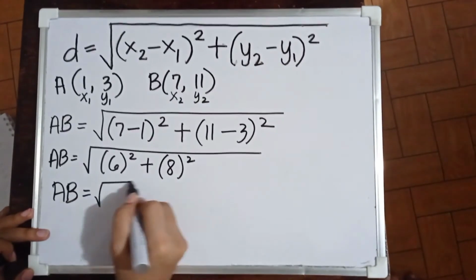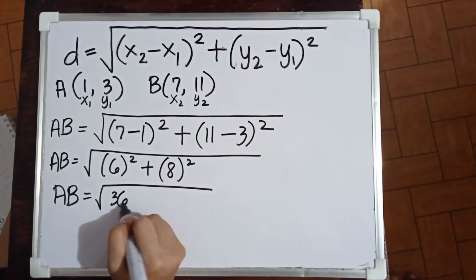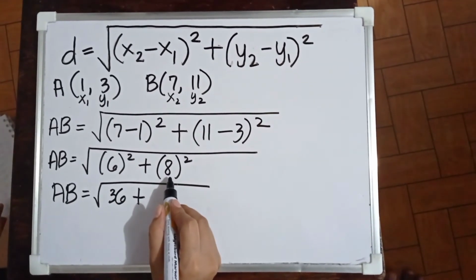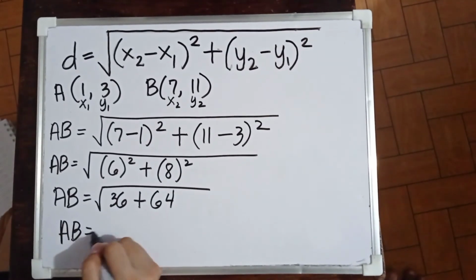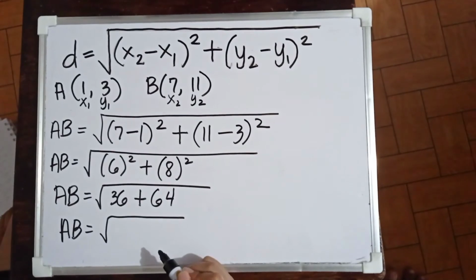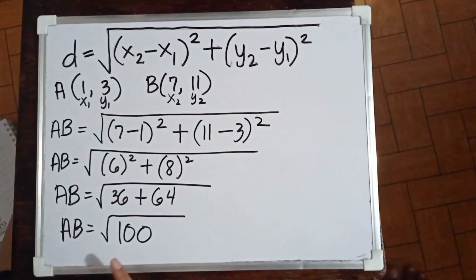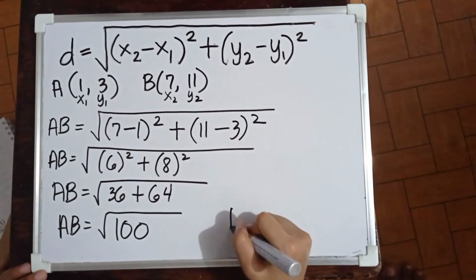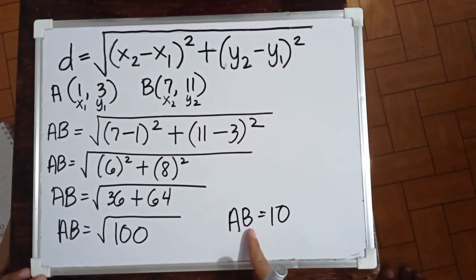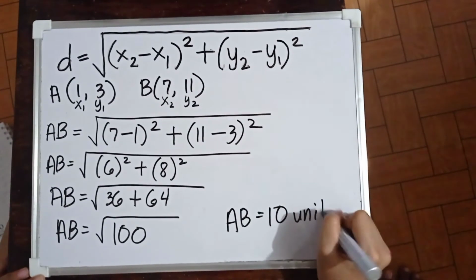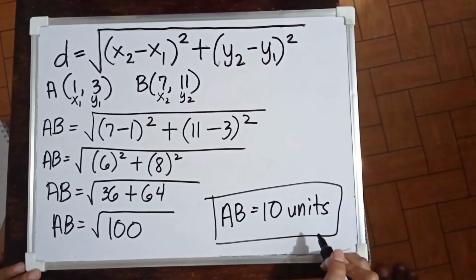Then, AB is equal to square root of, what is 6 square? 6 times 6, 36. Plus, 8 times 8, that is equal to 64. Tapos, i-add natin. AB is equal to square root of 36 plus 64 is 100, right? So, ang square root ng 100 ay 10. So, therefore, the distance between points A and B is 10 units. So, ang layo nila sa isa't isa ay 10 units. Huwag kakalimutan ng word na units. Okay?